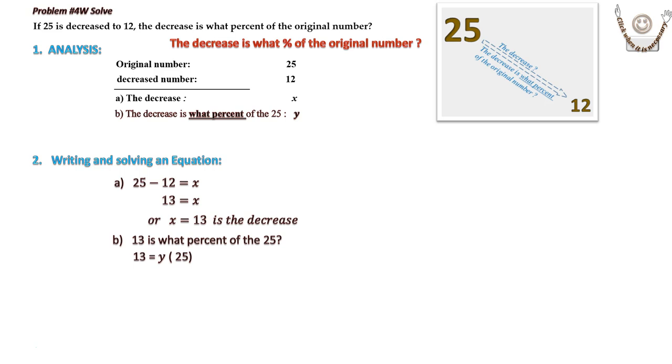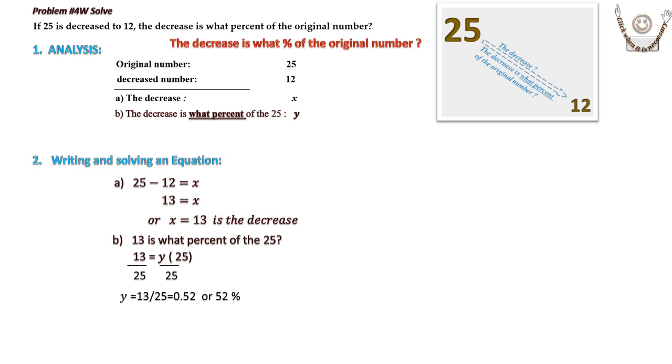We can write out an equation. 13 is 13. The word is, symbol equals, what percent, variable y, of, multiplication, 25 is 25. We are looking for y. We divide both sides by 25. So y would be, as a result, 13 over 25, or 52 hundredths, or 52%.